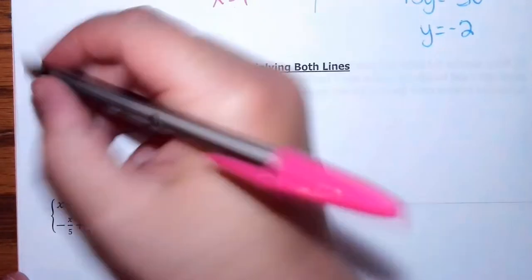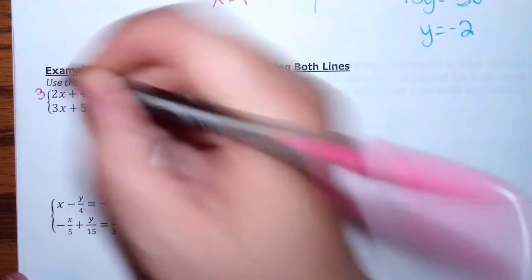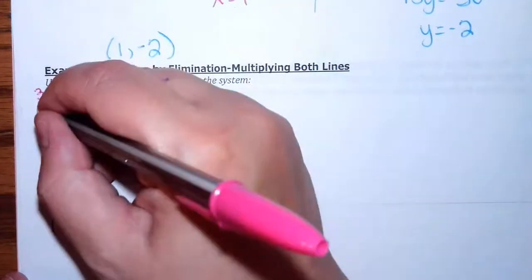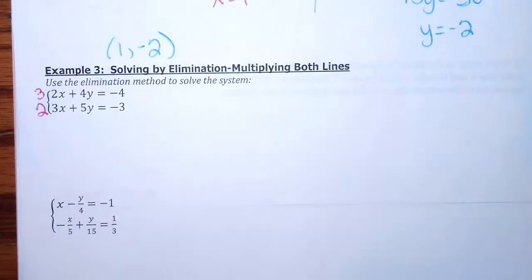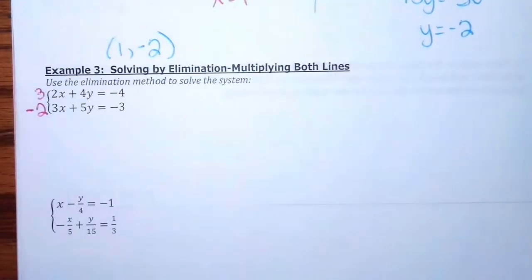So what I'm going to do, I'm going to multiply the top line by 3, and I'm going to multiply the bottom line by 2. That'll make both of my x's 6. But what I do want to do here, I want to introduce a negative. I'll just put it on the second equation. It really doesn't matter. But make one of them negative so you have opposites.